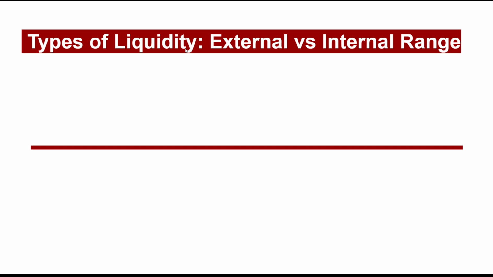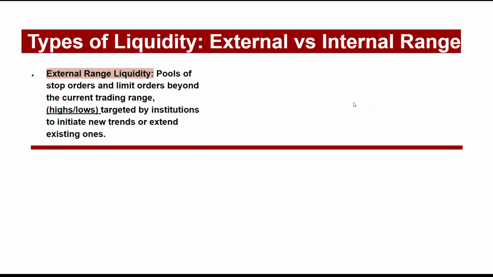So there are two types of liquidity. We have to understand this. There is external versus internal range liquidity. And these two are very important because the market only moves between one and two.